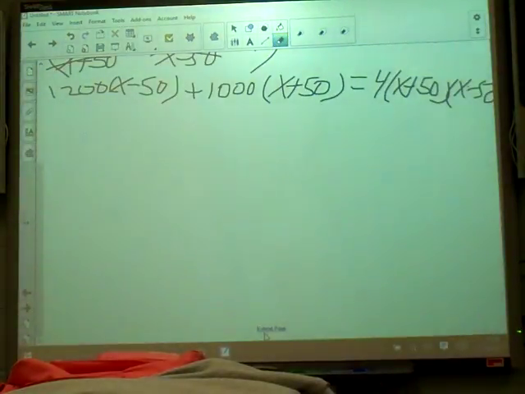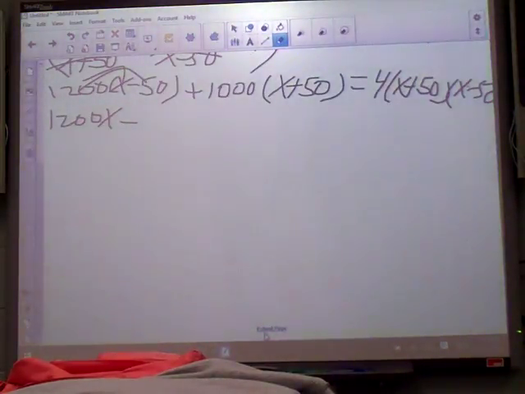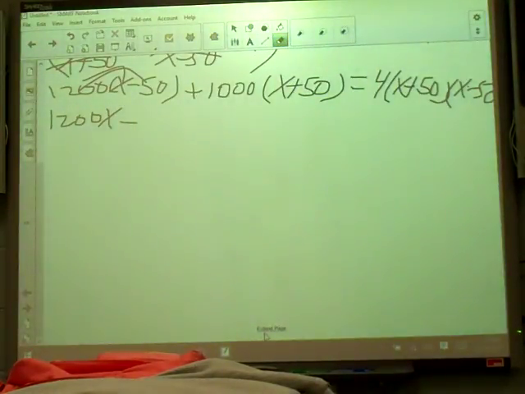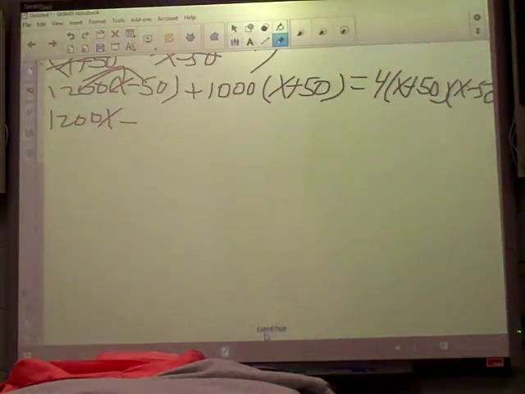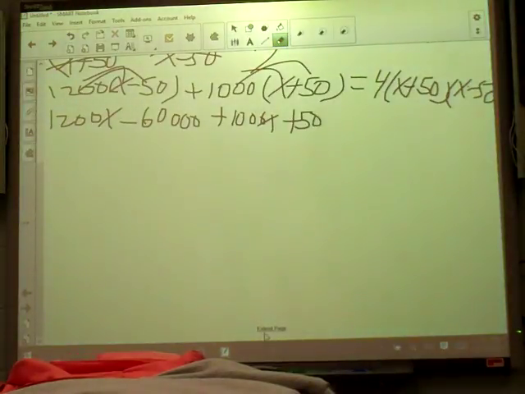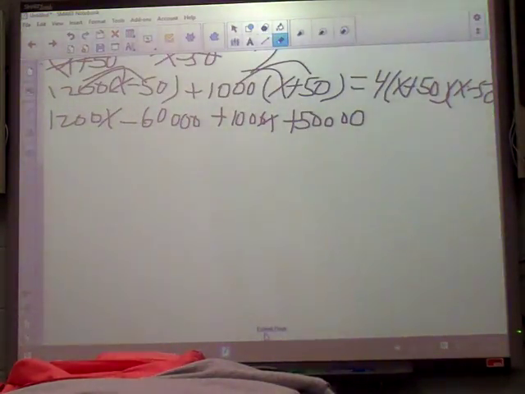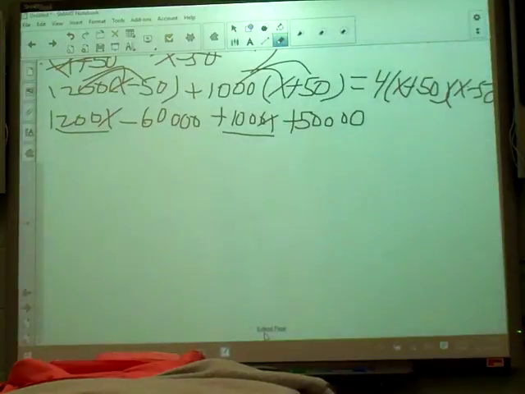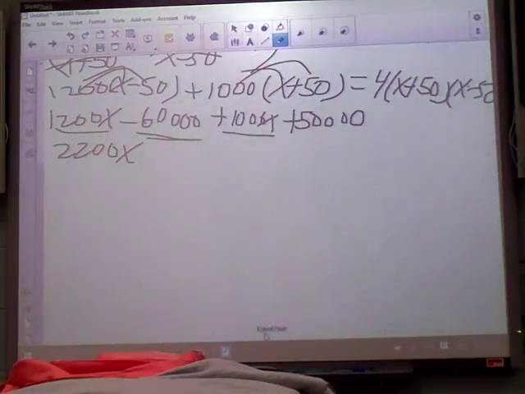Start distributing on that. You got 1,200x minus 60,000. Yeah, this one was 60. And here you got 1,000x minus 50,000. I'm going to go ahead and finish cleaning this side up before I go to the equal side. That 1,200x and 1,000x gets me 2,200x. And then negative 60 and 50 there gets me negative 10.